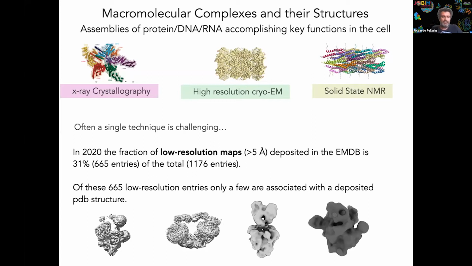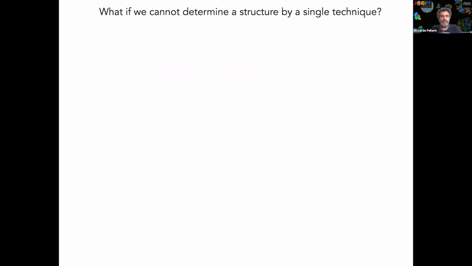That means that in many cases, for many reasons, for instance the lack of a good sample or any other reason, it is not possible to resolve the architecture of the complex or interpret the density. So what if we cannot determine the structure with a single technique? You apply a method called integrative structural biology, which can be organized into four stages.